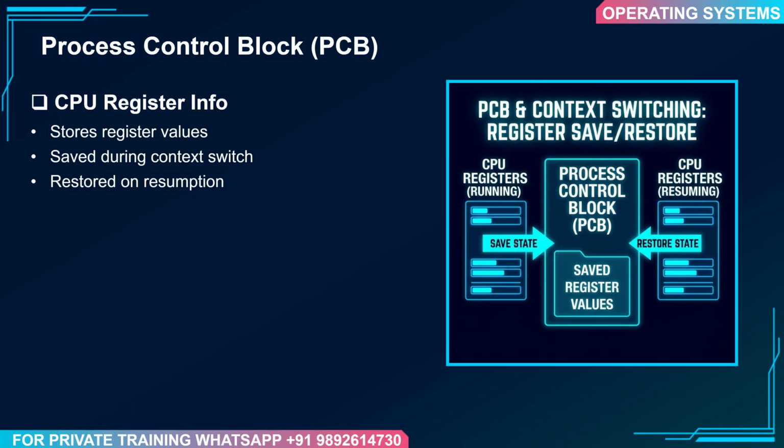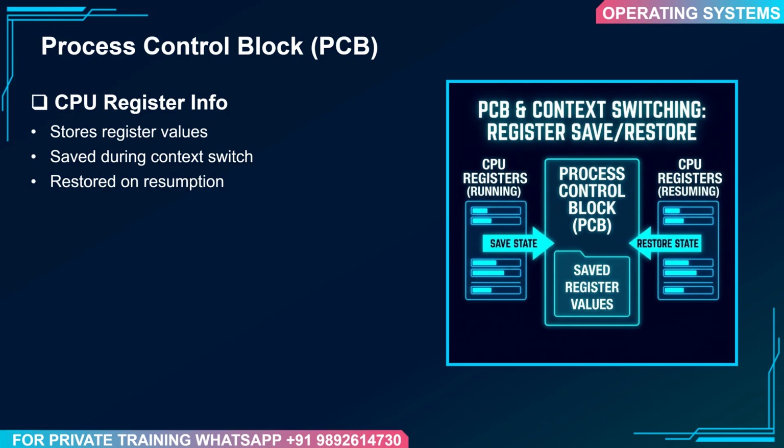Another very important part of the PCB is CPU register information. Registers are small, fast storage locations inside the CPU that hold data like instructions, addresses, and intermediate results. When a process is running, its data is loaded into the CPU registers. But when a context switch happens, meaning the CPU switches from one process to another, the current register values must be saved somewhere. That somewhere is the PCB.